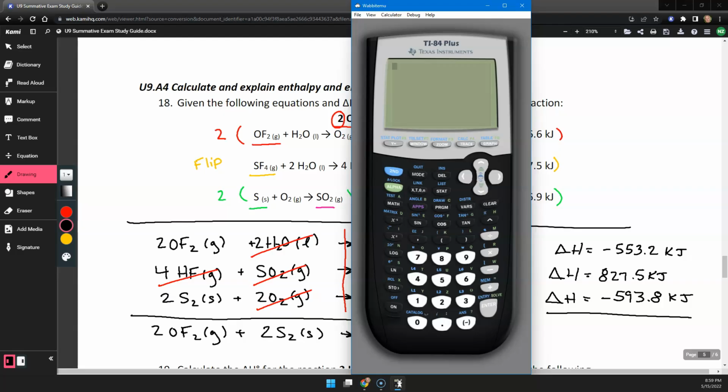Okay, so we've got negative 553.2 plus 827.5 plus negative 593.8. Okay, we get a value of negative 319.5.